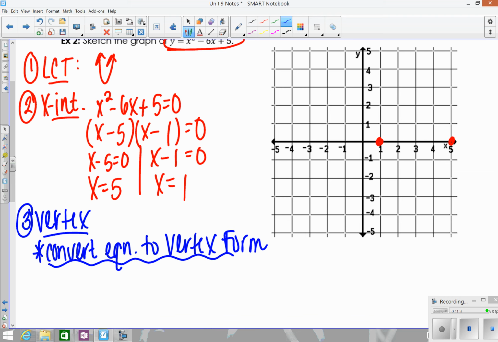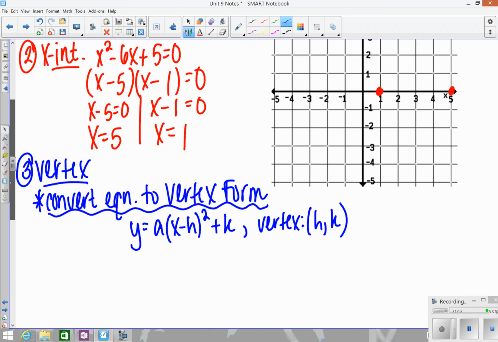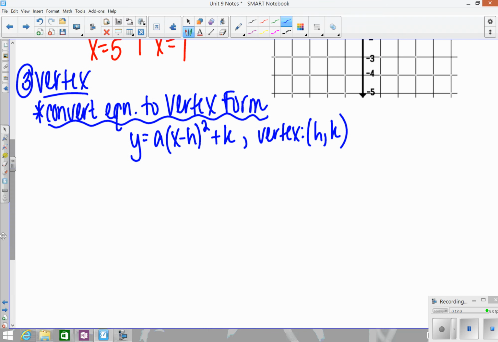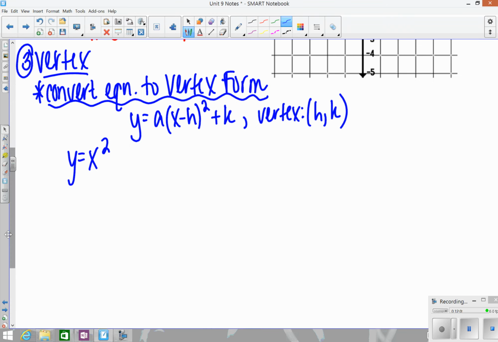And remember what I said, vertex form is y equals a times x minus h squared plus k, where the vertex is h comma k. It's always opposite signs for the h, but the k you keep the sign. So what I'm going to do is take my equation, y equals x squared, I'm just copying that down, minus 6x plus 5.